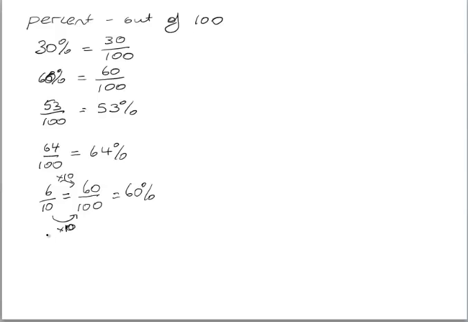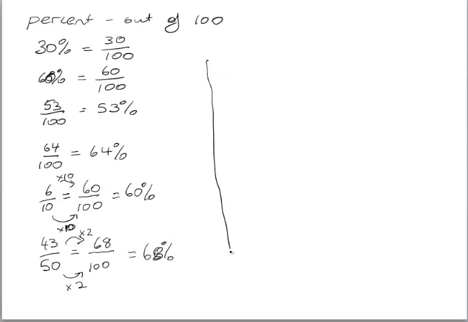Let's look at another one. What about 43 out of 50? Well, we know that 50 is also a factor of 100. 50 times 2 is 100. So whatever I do to the denominator, I have to do to the numerator: if I multiply the denominator by 2, I multiply the numerator by 2. 43 times 2 is 86. So 43 out of 50 is 86%.